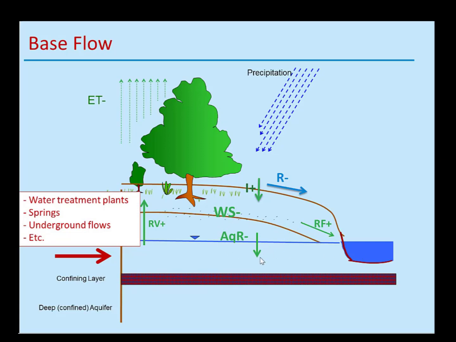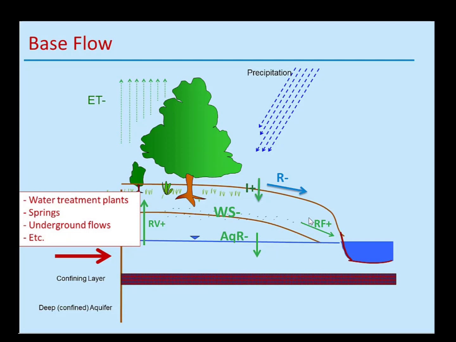Then you have aquifer recharge. And then you have revap, which will bring water from the aquifer back into the root zone. Then you have evapotranspiration. So if you want to increase base flow, what you want to do is to increase return flow. To increase return flow, you could increase infiltration. You could decrease water storage capacity of the soil so that more water can escape the soil. You could decrease aquifer recharge, and you could increase revap. Finally, you could decrease evapotranspiration.